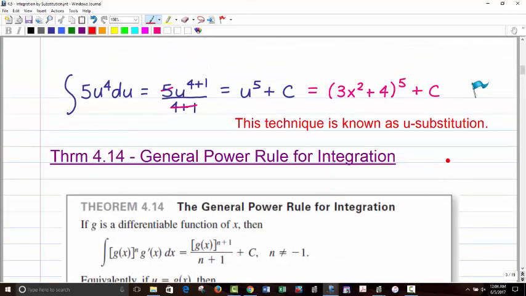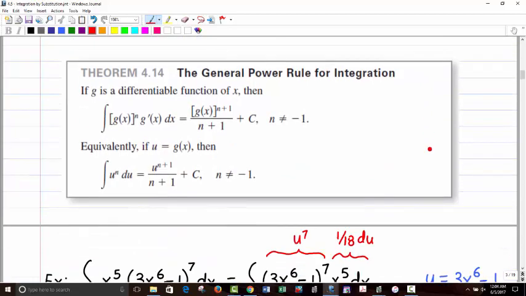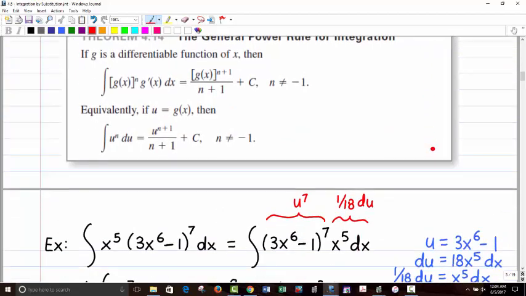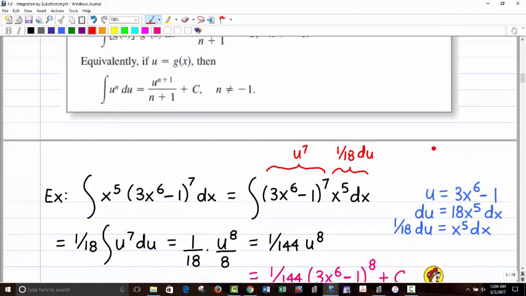So I kind of call it all u substitution. I don't necessarily specify and call it the general power rule, but I have that already named since it's right out of this particular textbook. All right, so let's go with that, but I just call it all u substitution. That way it works for trig and algebraic functions.